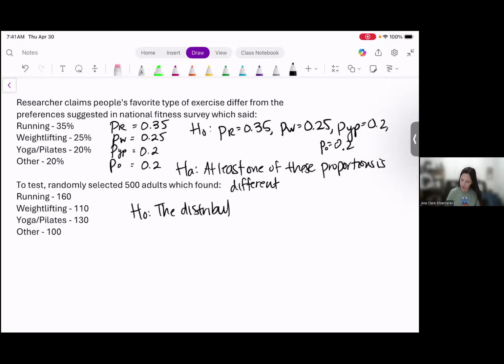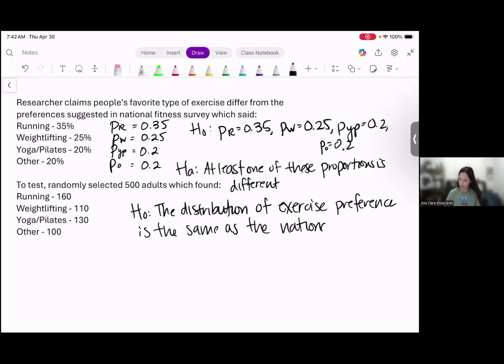So the distribution of exercise preference is the same as the national survey. So we are assuming what they are stating to begin with. We have that null hypothesis as initial assumption, and then the alternative would be that the distribution of exercise preference is not the same as the national survey.